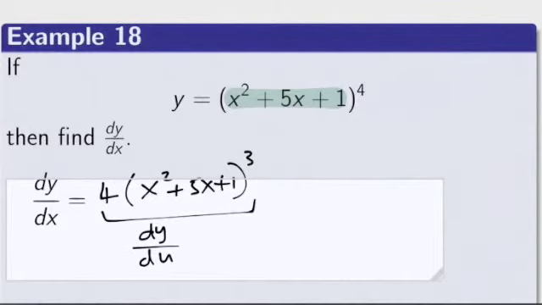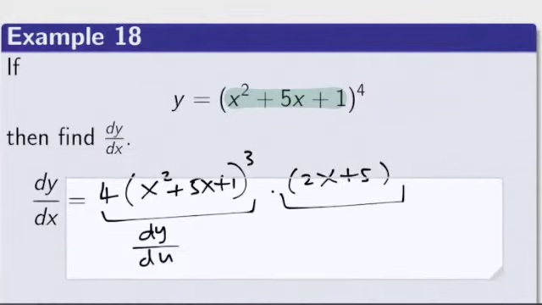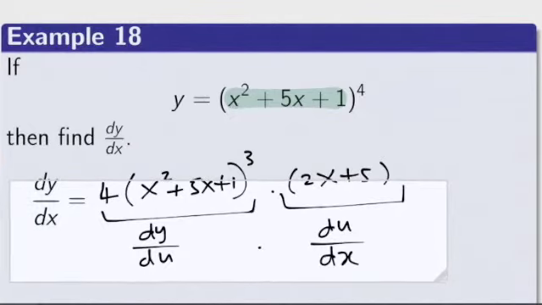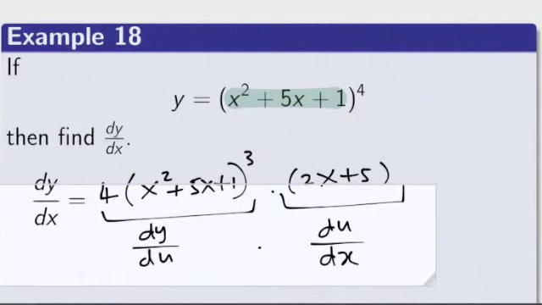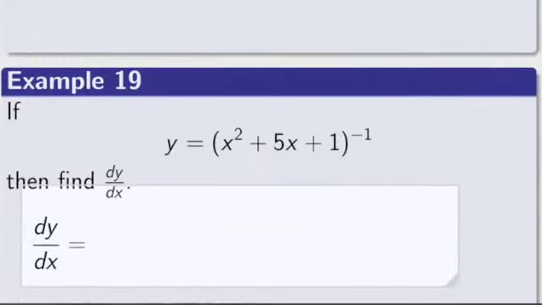So this is dy du. Now the chain rule states that we need to multiply that by du dx in order to obtain dy dx. So u is x squared plus 5x plus 1. So du dx is the derivative of the green colored term, which is 2x plus 5. So this term here is du dx. So according to the chain rule, dy du times du dx is in fact dy dx.